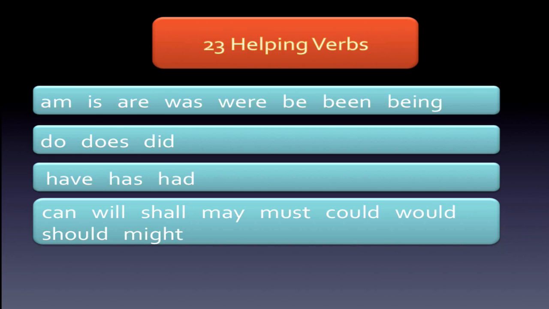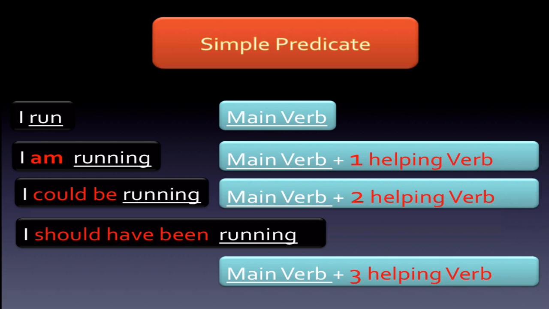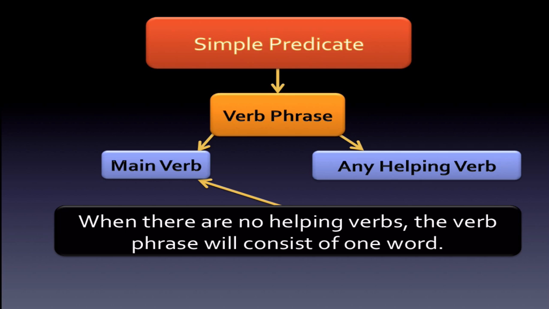Am, all right, that's the verb to be. So you have is, are, was, were, be. And now you have be, been, being. So try to memorize them. There are 23 helping verbs that come next to the main verb. So you need to memorize these guys. So helping verb plus, let me go back to the screen. Very essential. Helping verb plus the main verb makes your simple predicate.